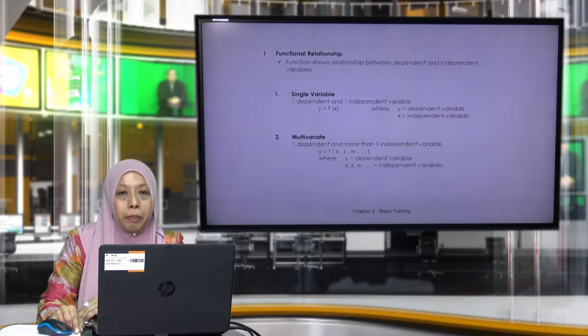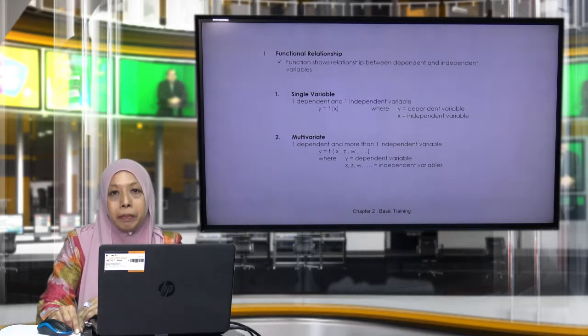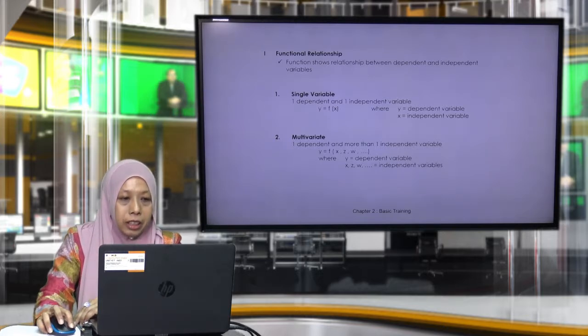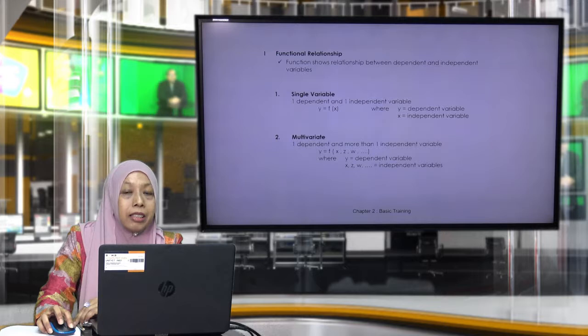Now we talk about functional relationships. A function tries to show the relationship between dependent and independent variables. A function can be of two forms. We can have a single variable function or a multivariate function. A single variable function is a function where you only have one dependent and one independent variable. Bear in mind that the dependent variable is always on the left-hand side of the equation, and the independent variable would be on the right-hand side.